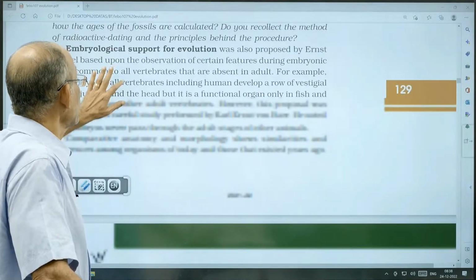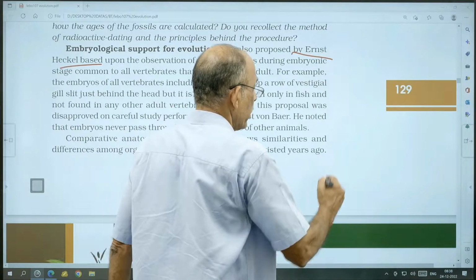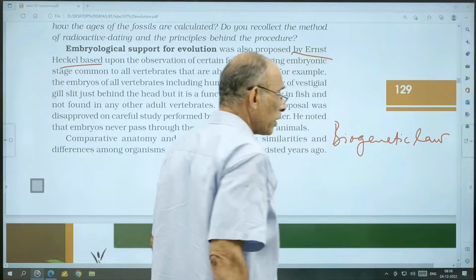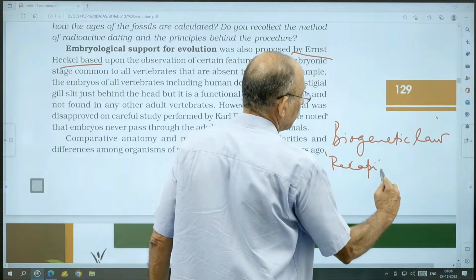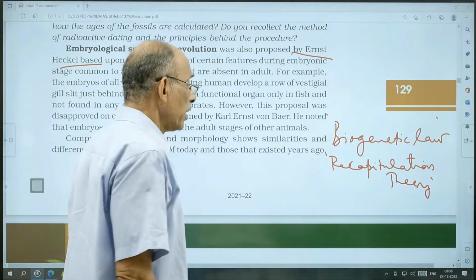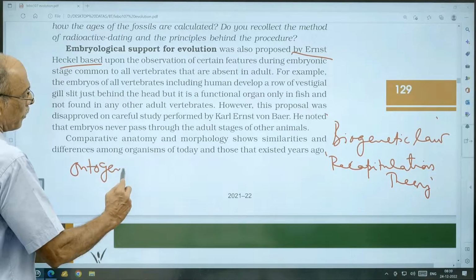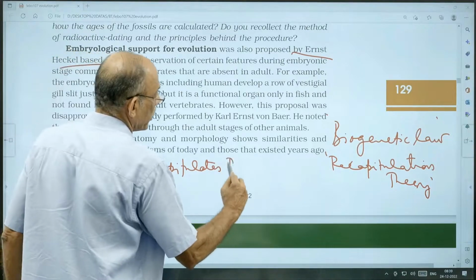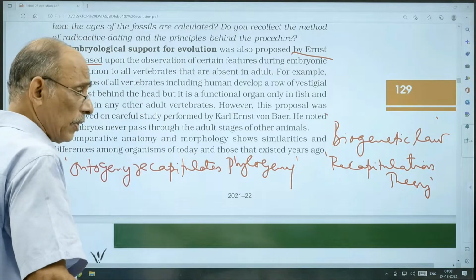Another evidence is embryological support of evolution. This was actually proposed by Ernest Haeckel, and its law is known as biogenetic law, or recapitulation theory. The explanation of this theory is: ontogeny recapitulates phylogeny. That is the idea.